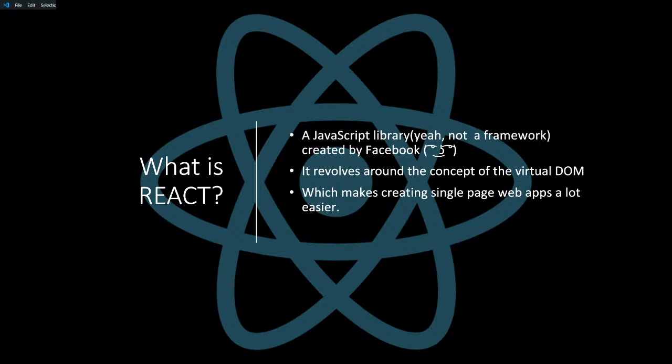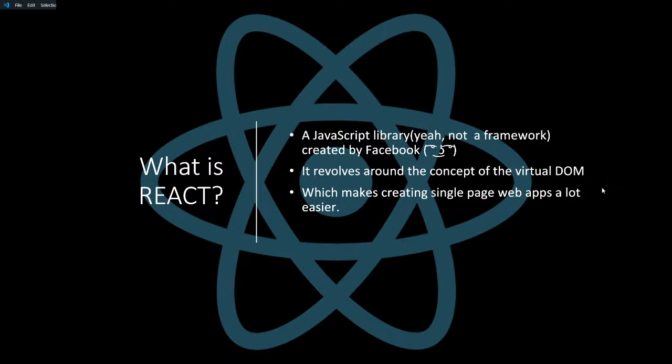A library is something that gives you freedom to do whatever you want. Basically, it gives you the freedom to decide what you're doing. But a framework is going to guide you and is going to tell you what to do, you could say. Not exactly, but a framework is like a set of rules that you have to follow to do something, you could say. But a library gives you freedom to do it. Anyway, continue. It revolves around the concept of virtual DOM.